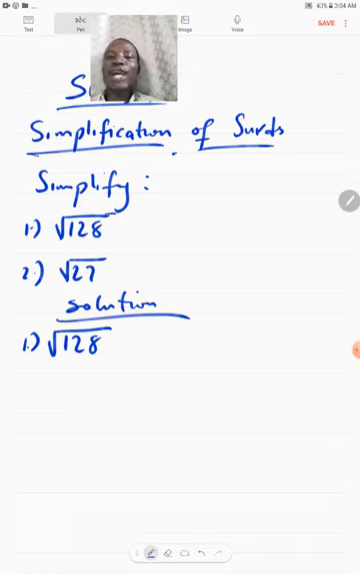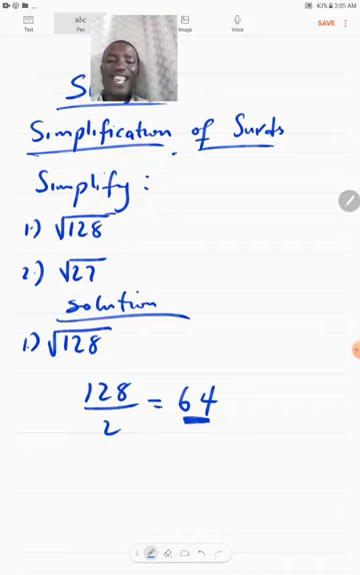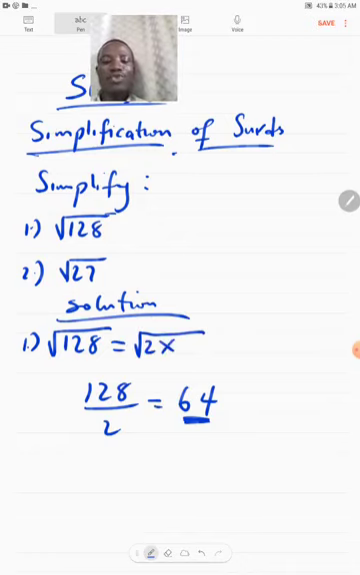So I will first try to divide 128 by a prime number and check if the second number will be a perfect square. I hope you understand that. So if you divide 128 by 2, which is the first prime number, that will give me 64. Then I will think, this 64 that is giving me, is it a perfect square or not? When you carefully look at it, 64 is a perfect square because the square root of 64 will give us 8. Therefore, I can separate root 128 into something like 2 times 64.